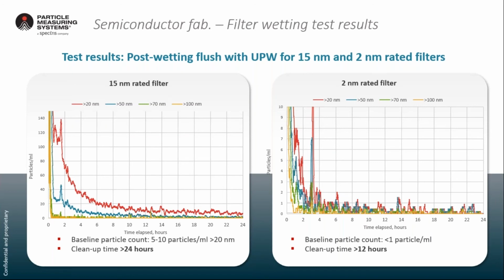And on the right, we see the cleanup curve for the 2 nanometer filter. This one cleaned up to a lower baseline level, which you'd expect due to the 2 nanometer rating. And in the end, this was less than 1 particle per milliliter. And again, it took a very long time for it to fully clean up, probably something like 12 hours. So this use case shows how real-time particle data can be used to evaluate the proper cleanup time for new filters before they are used in production. So you can be confident the filters are fully clean, but you're not wasting time flushing the filters for much longer than necessary.